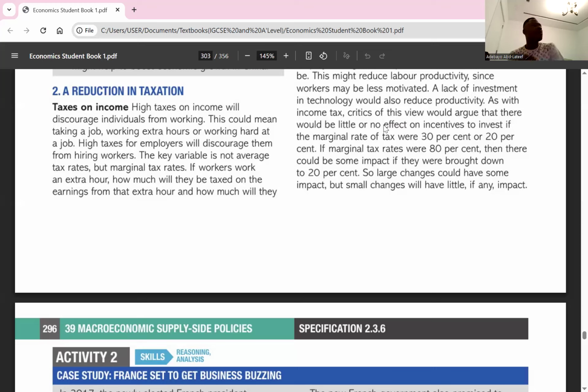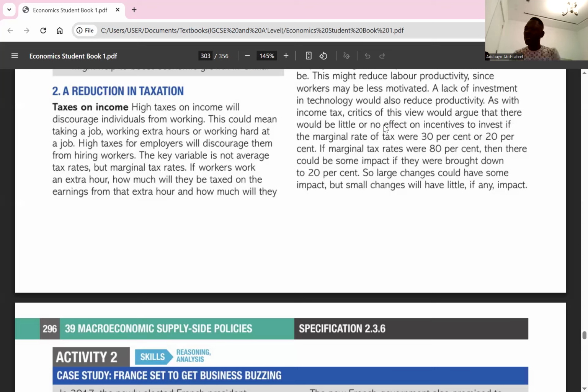And also for firms, like I said, this may increase. They said, however, cutting marginal tax rates possesses some setbacks. So we're talking about government trying to encourage the supply side of labor by reducing marginal tax rate. But if government reduces marginal tax rate, what are the consequences of reducing the marginal tax rate?